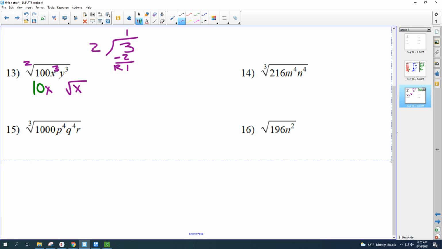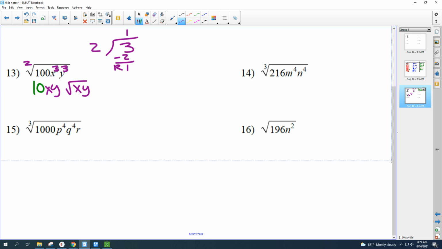Now you look at the y, and it's the exact same thing. 2 goes into 3 one time, so 1 comes out, and there's going to be a remainder 1, so 1 stays in. That's the answer. Once you know what you're doing, these things go fast.